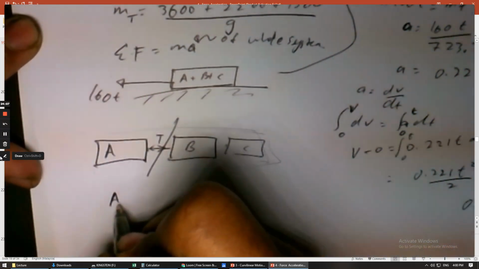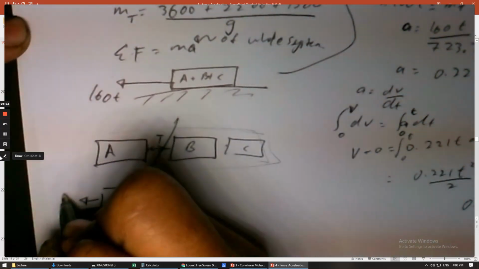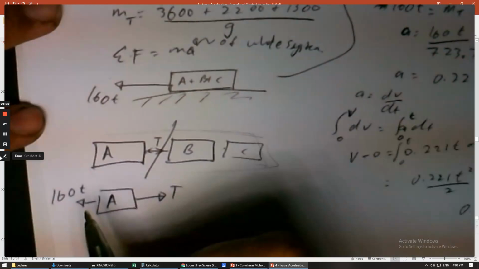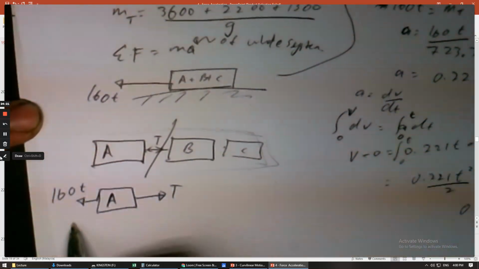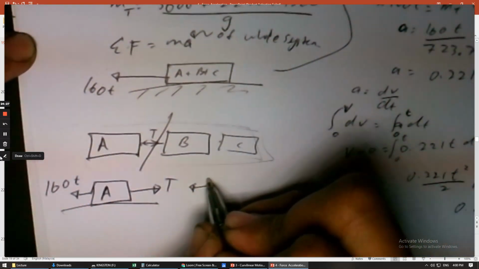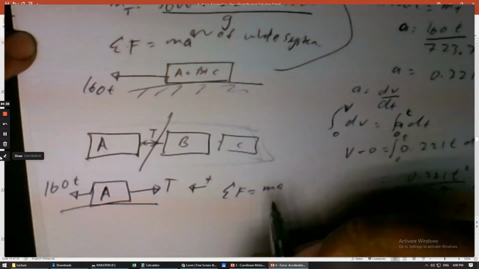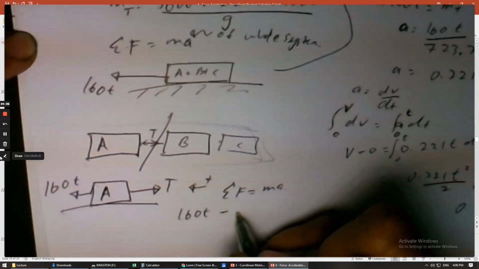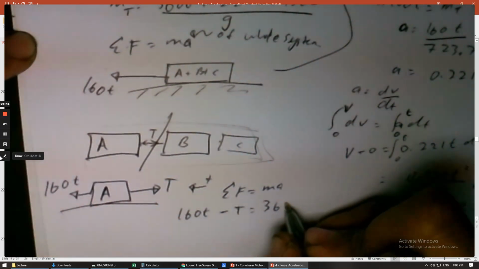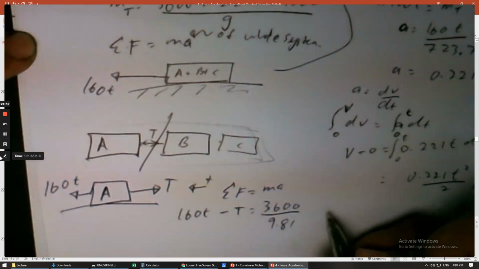So our new system would look like this: A, where there is a T, and also there is a 160 t. So the mass A has two external forces acting on it. All right, so again, plus to the left, sum of force equals ma. So 160t minus T equals M, where M in this case is just 3600 divided by g, times a.